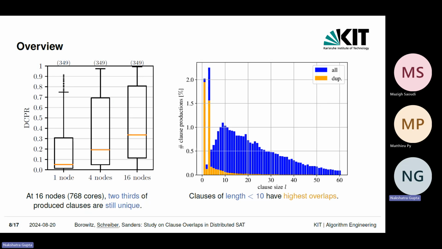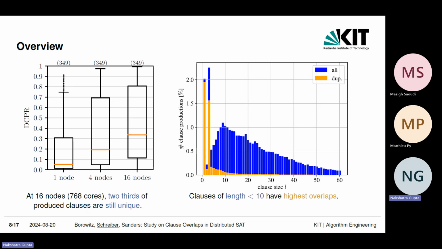So what we can see here, first of all, is that the clauses of length 10 and below tend to have the highest overlaps. And this is not really surprising. You can make a statistical argument that solvers are more likely to produce the same short clause than the same large clause. And what we also see are two extremely pronounced peaks for unit clauses and for ternary clauses.